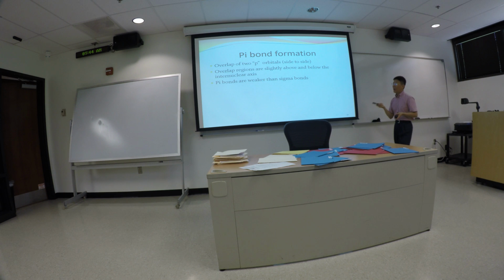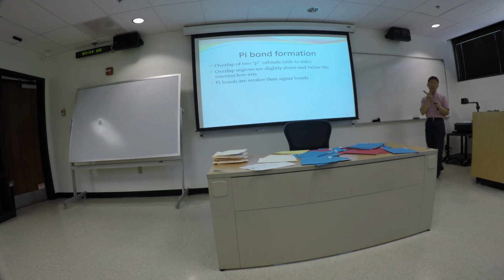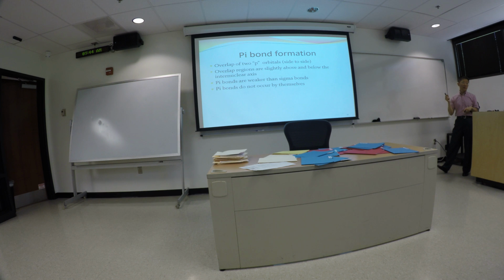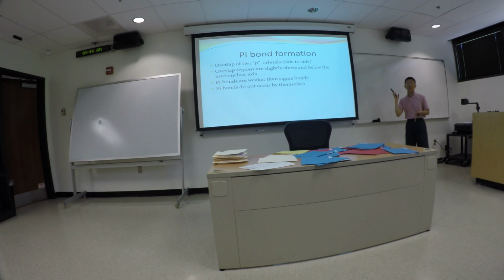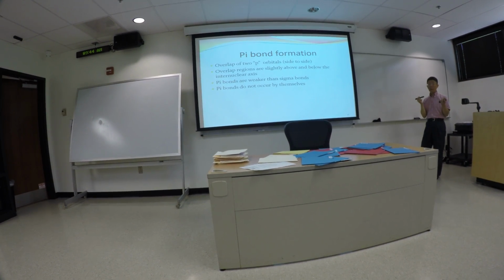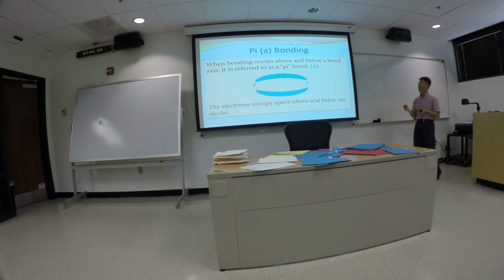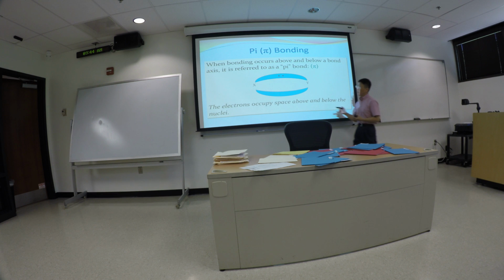So in this case, the pi bonds are weaker than sigma bonds, and pi bonds do not exist by themselves. Whenever you have a pi bond, there has to be a sigma bond connecting the two atoms first. And then if you have more electrons there, electrons will occupy the unhybridized p orbitals. We'll talk about the hybridization in just a little bit. So pi bonds do not occur by themselves. When you see a double bond, there's one sigma, one pi. When you see a triple bond, one sigma, two pi's. So this is what happens in terms of the overlapping.